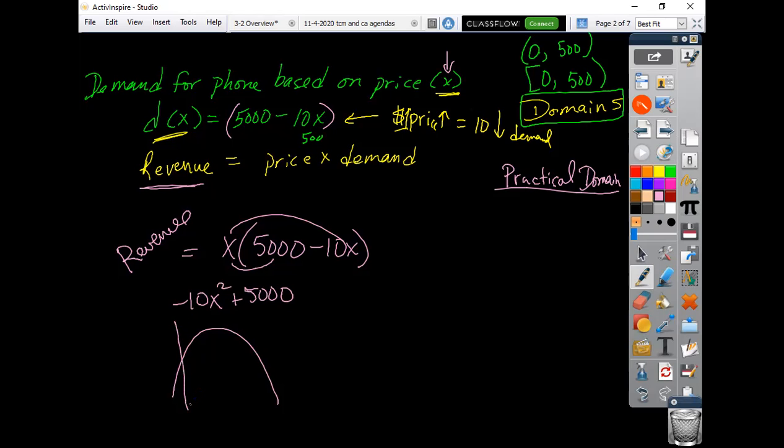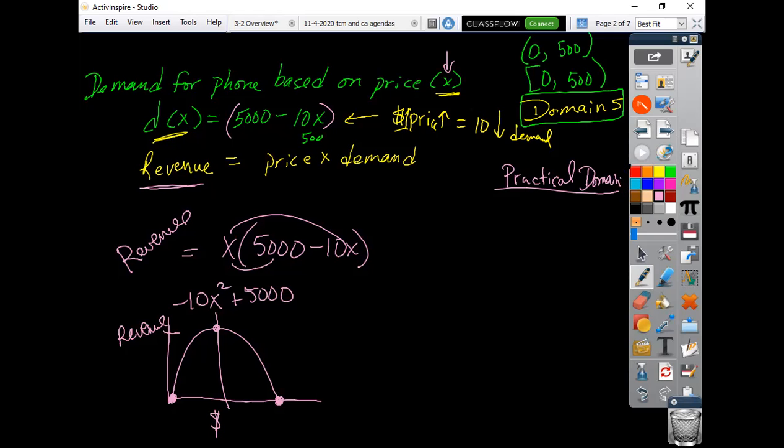At some point here, you don't sell or you don't get any money because of the fact that you're giving them away. And then over here, they're overpriced, so nobody's buying them. And so someplace in the middle, there's what I always refer to as the sweet spot, where you sell the right amount of them so you make the maximum amount of revenue. So that is one of the ways you can interpret it.